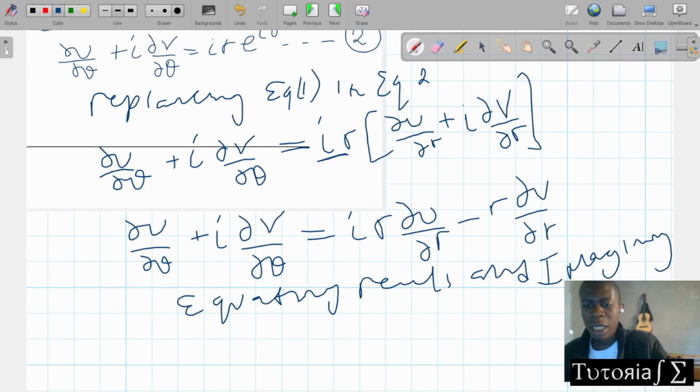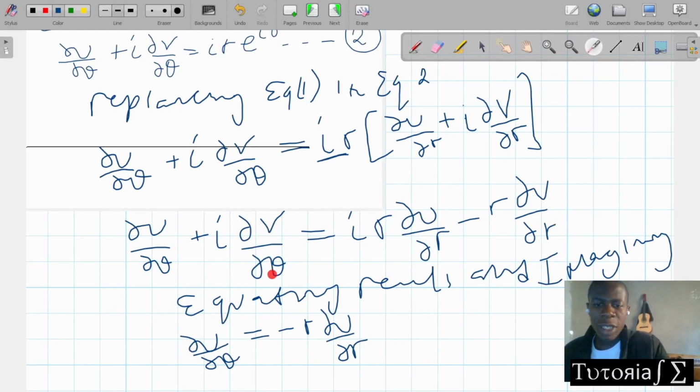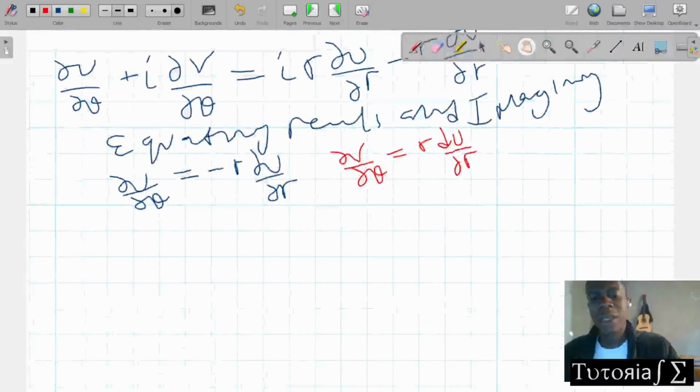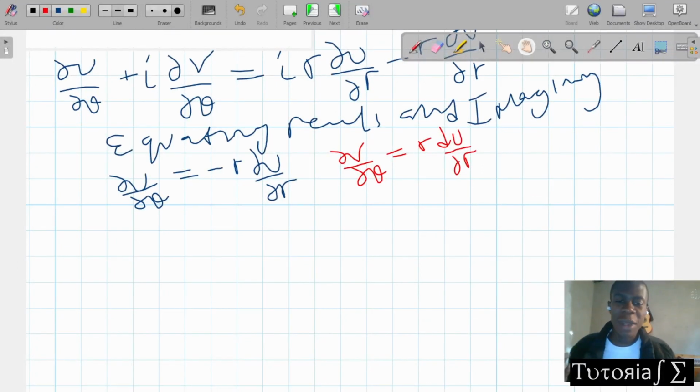So remember, so that is du d theta is equal to negative r dv dr. And here this is the imaginary part. The dv d theta will be equal to r du dr. So let me write in red pen. So that is dv d theta equals r du dr. So those are the Cauchy-Riemann equations in polar form, and we've done them in 9 minutes. So without the talking, it can even be done in 5 minutes. All right. So these are the Cauchy-Riemann equations.